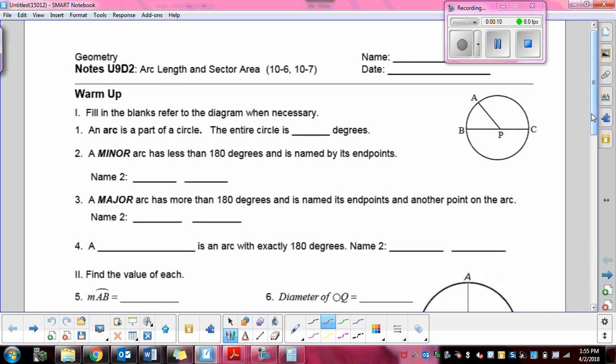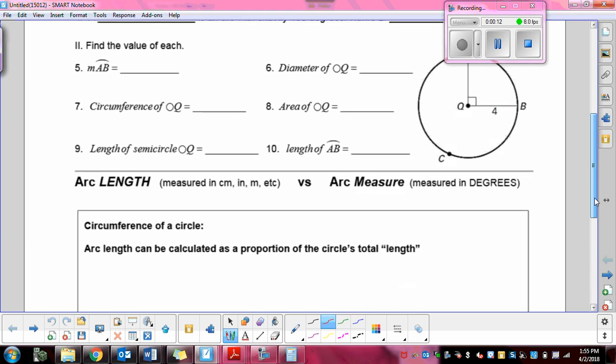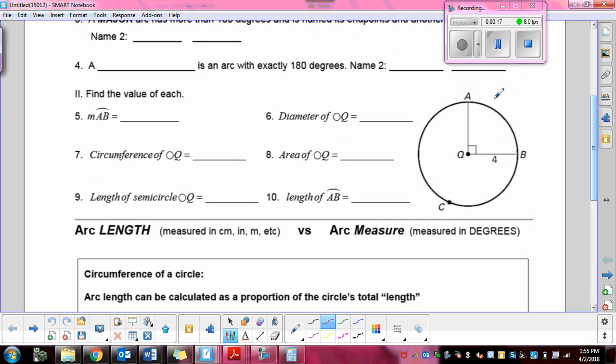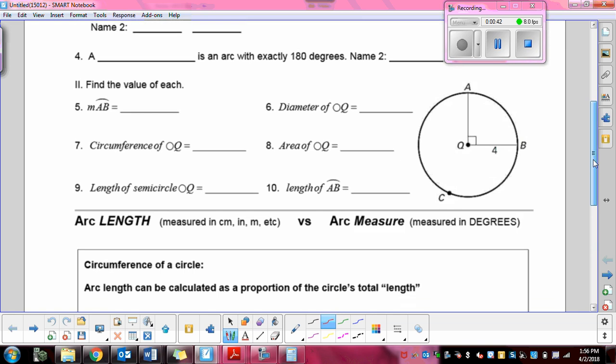The first part is just naming an arc. What you need to know is an arc is part of a circle. And the length of the arc, what they're asking you is, if you take A to B and you stretch it out, what is the length of it? So that's going to be measured in centimeters and meters, inches, something like that. But if they're asking you for the arc measure, that is saying what is the degree between A and B, and that is going to be 90 degrees right here. So this central angle is going to be the same as this arc measure, which is the 90-degree angle.